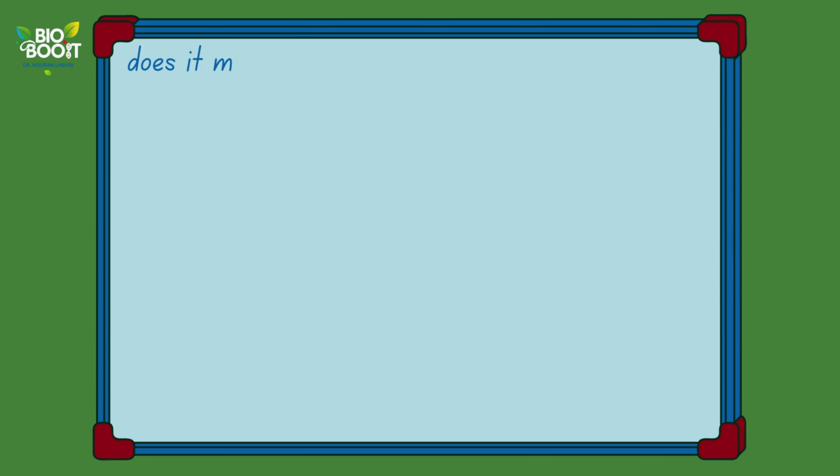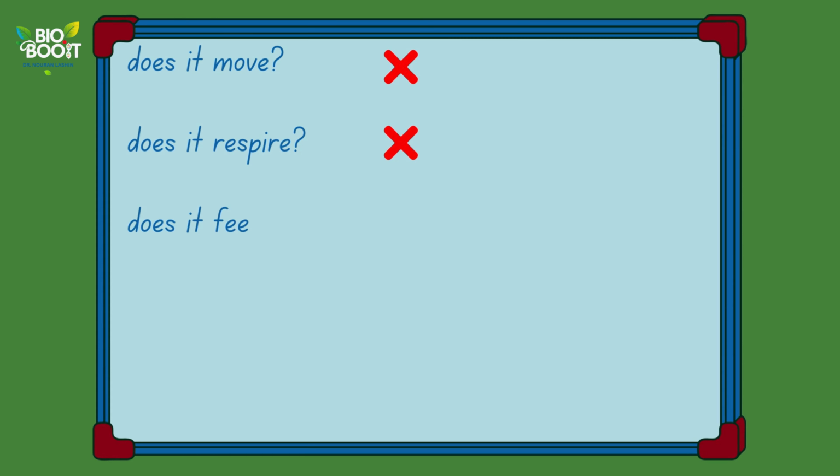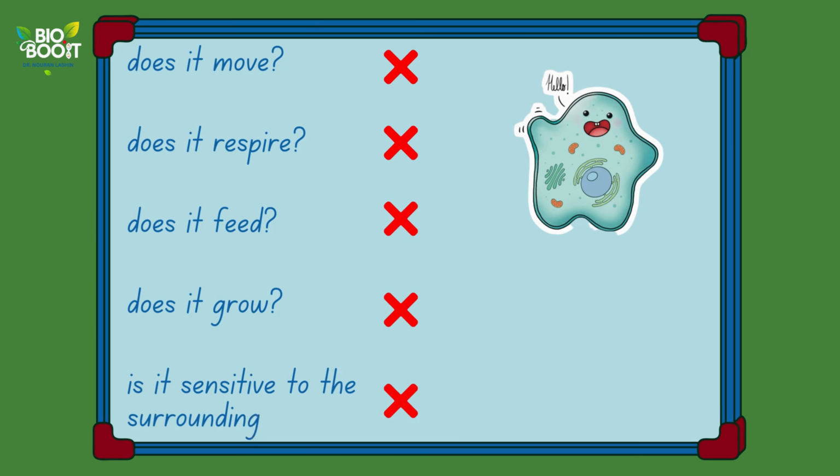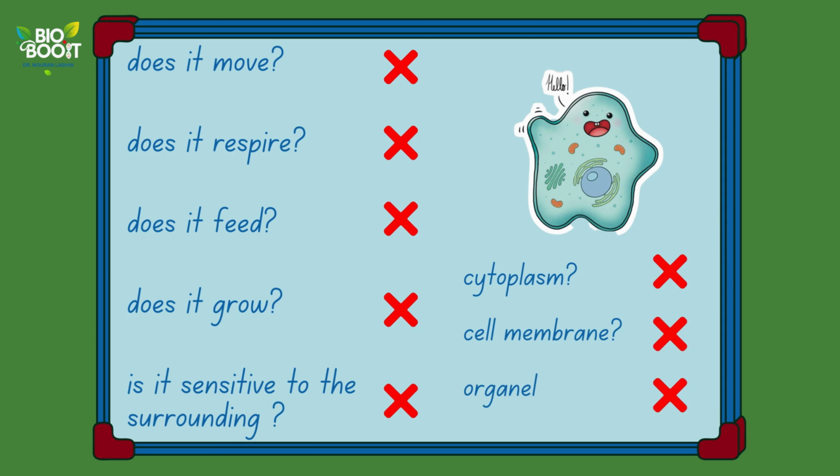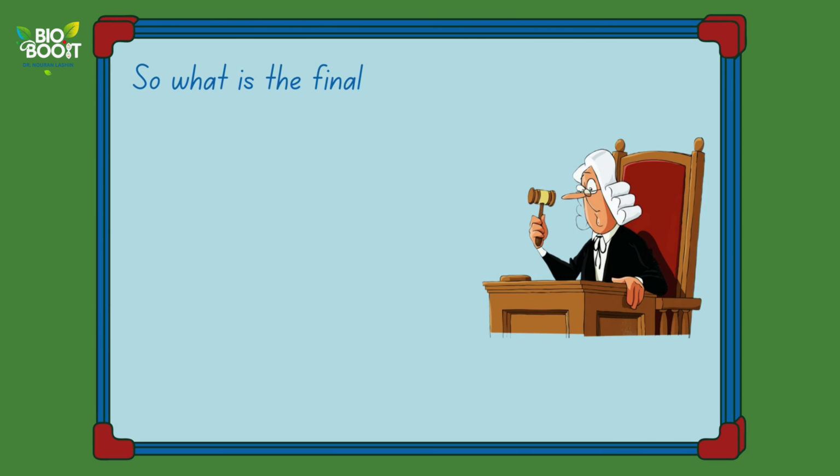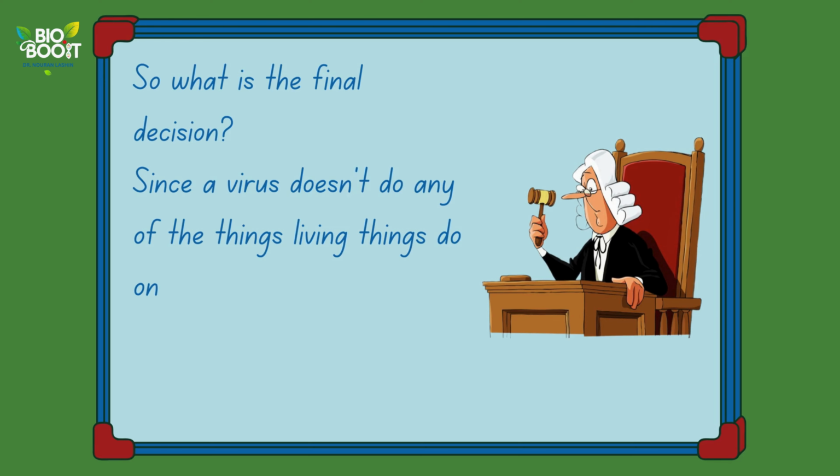Does it move by itself? No. Does it respire? No. Does it feed? No. Does it grow? No. Is it sensitive to the surrounding? Not really. And if we look inside, does it have a cytoplasm, a cell membrane, or any organelles? No. Viruses do not have any of these. So what is the final decision? Since a virus doesn't do any of the things living things do on its own, scientists classify it as not a living thing.